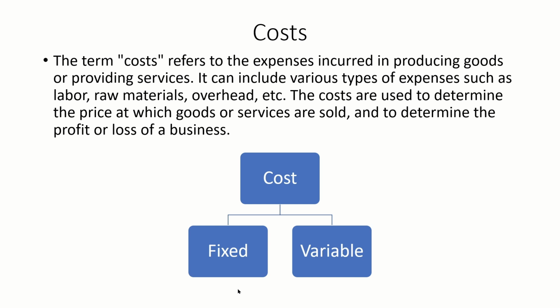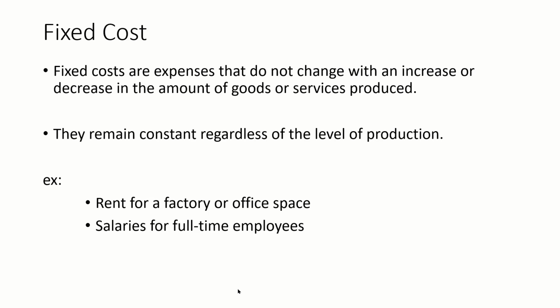Costs can be mainly divided into fixed costs and variable costs. Let's talk about the fixed cost first. Fixed costs are expenses that do not change with an increase or decrease in the amount of goods or services produced. They remain constant regardless of the level of production. For example, rent for a factory or office space, salaries for full-time employees.